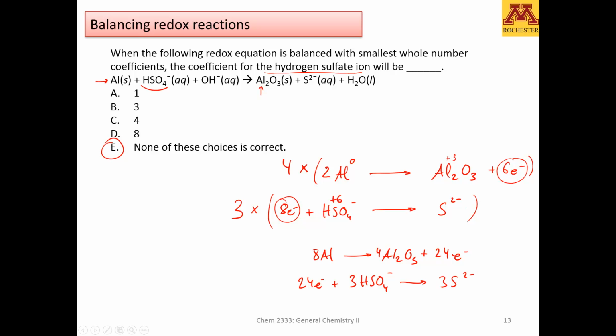3 sulfite. Oh, wait a second. I got confused by the number of electrons. Actually, what it's asking is the coefficient on the hydrogen sulfate. The coefficient on the hydrogen sulfate is 3. There you go. That's the actual answer. As you can see, these are maybe a little tricky. Focus on what it is that it's asking. I got sidetracked by the number of electrons. It was asking about the coefficient on hydrogen sulfate. Therefore, 3 is the actual number, because the number of electrons leaving the oxidation has to be equal to the number of electrons arriving at the reduction.